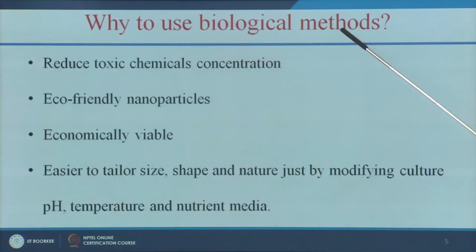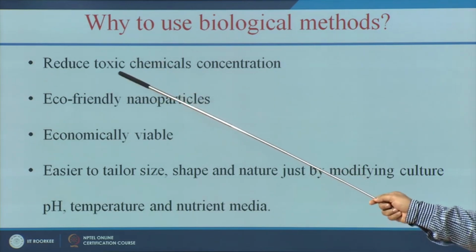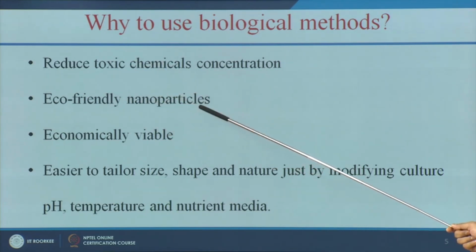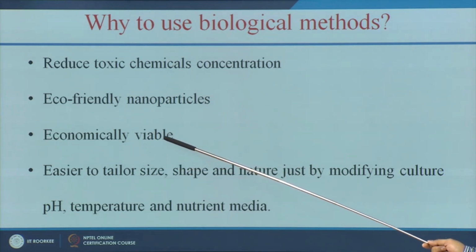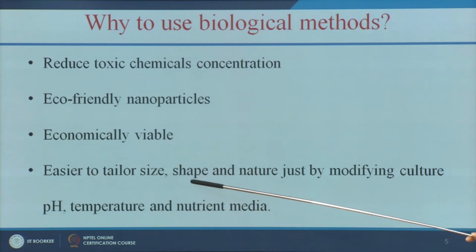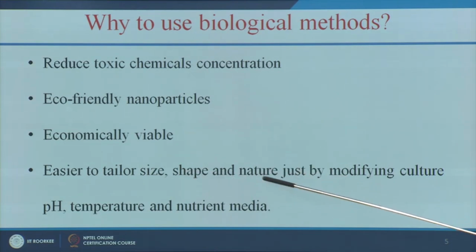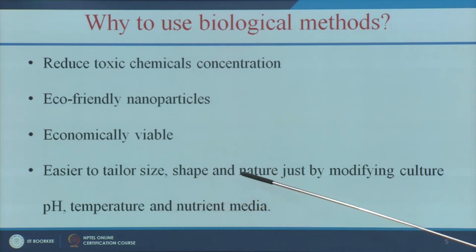Why use the biological method? What are the advantages of using this biological method? Here we are not using any toxic chemicals, so these are eco-friendly nanoparticles, and it is economically viable because we are not using any costly chemicals; we are using plants or microbes which are readily available. It is also easy to tailor the size, shape and nature of the nanoparticle by simply modifying the culture conditions like pH, temperature or the nutrient media.